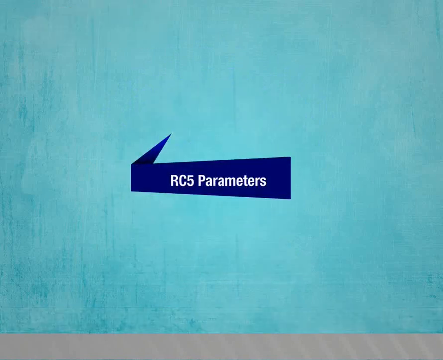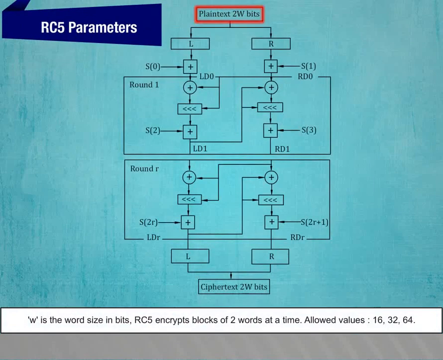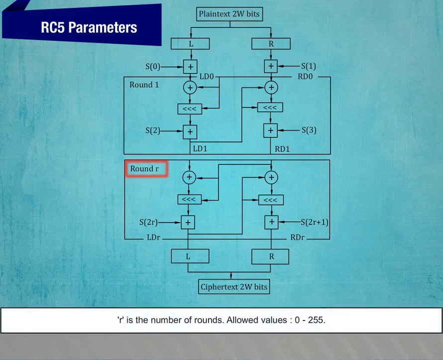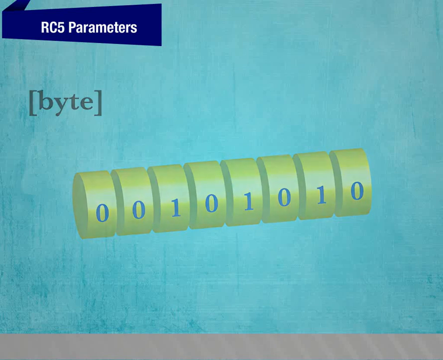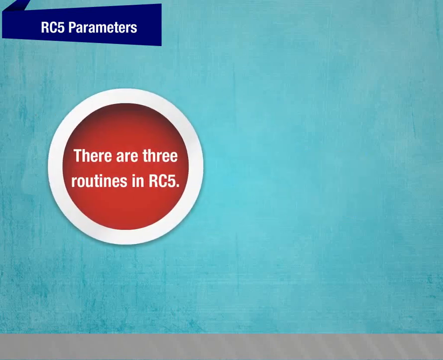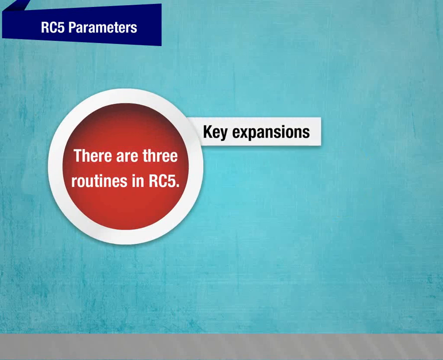RC5 parameters. w is the word size in bits. RC5 encrypts blocks of 2 words at a time. Allowed values are 16, 32, 64. r is the number of rounds. Allowed values 0 to 255. b is the number of 8-bit bytes in the secret key K. Allowed values 0 to 255. There are 3 routines in RC5: key expansion, encryption, and decryption.